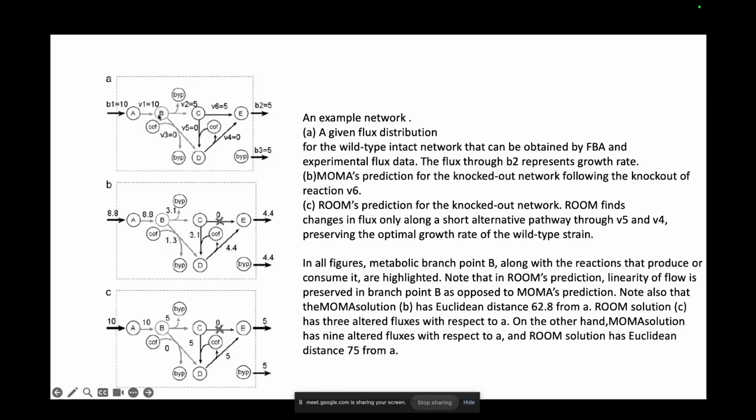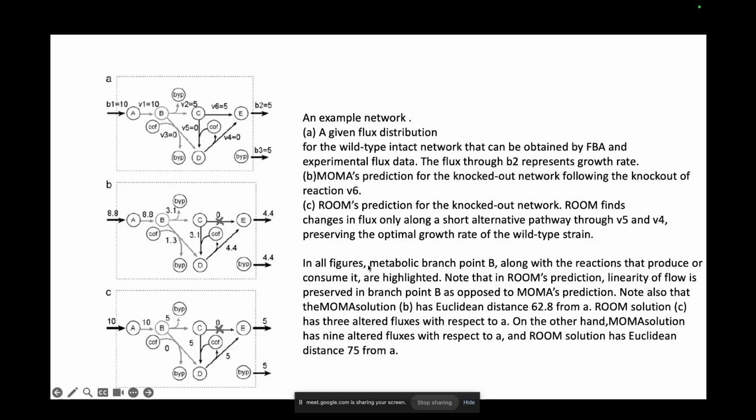So this is your shortest distance if you knock out this particular reaction. So what MoMA is predicting is lower flux in these regions in this particular reaction, whereas Room is predicting a much higher flux, and ultimately a much higher flux in the final outcome of the network.